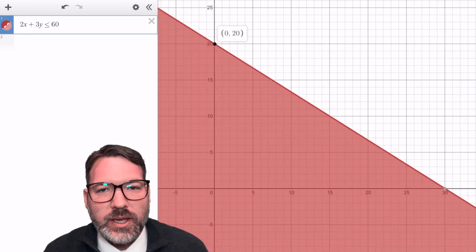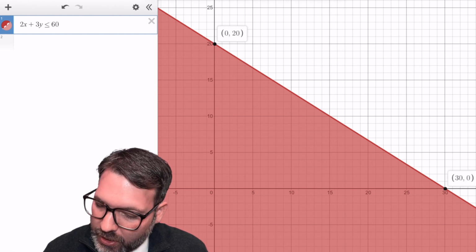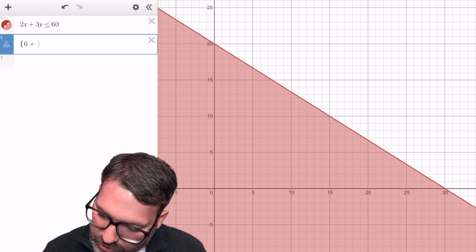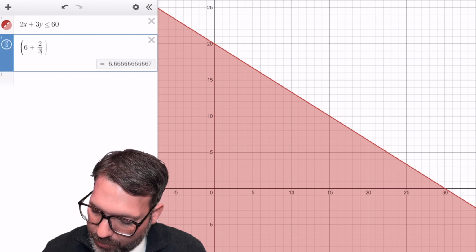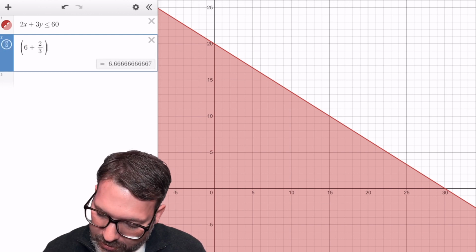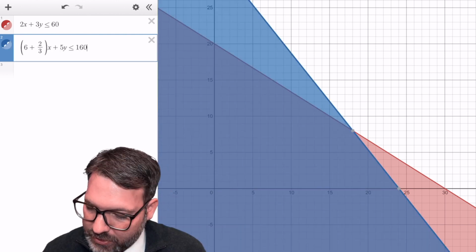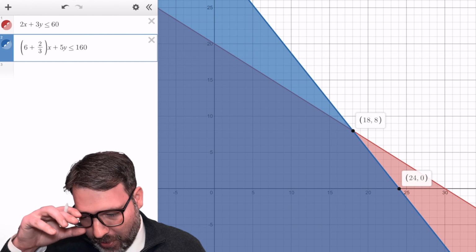You can see those intercepts we came up with earlier, (0, 20) and (30, 0). For the other inequality, we had 6 and 2/3. Remember, mixed numbers are statements of addition, so 6 plus 2/3 x plus 5y is less than or equal to 160. So there you have it. That is that shape I was talking about earlier.